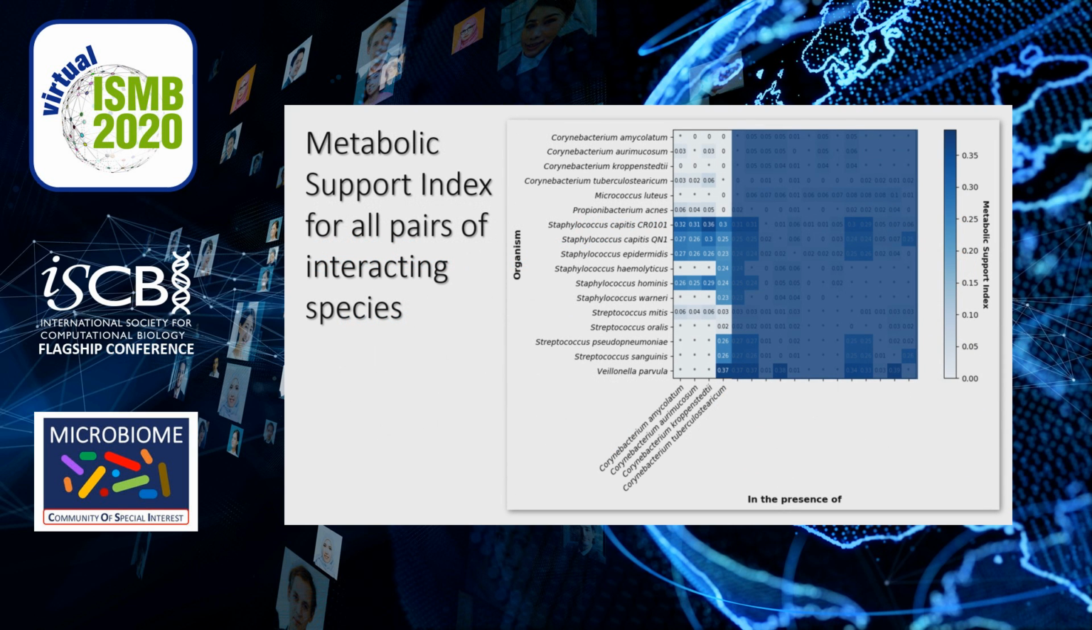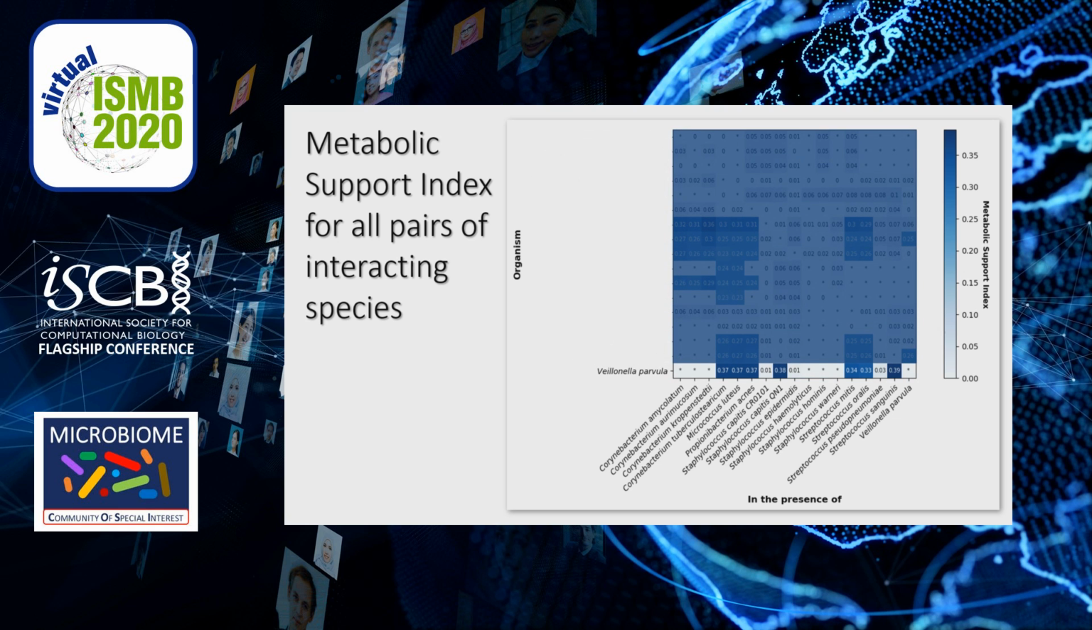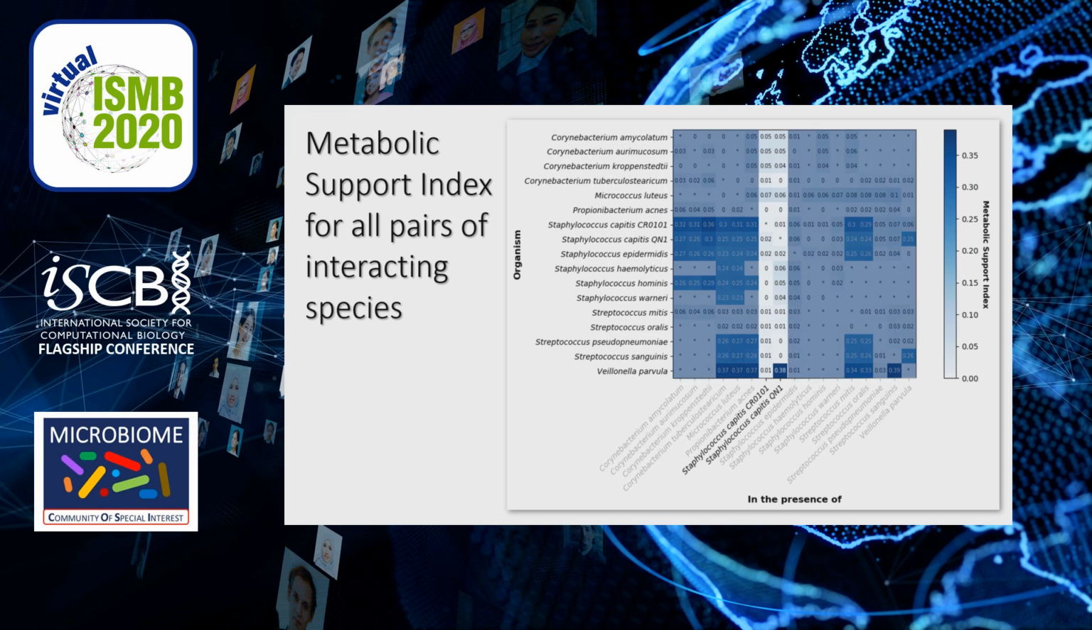From our analyses, we found that Corynebacteria are highly supportive species in the community, generating high MSI values in their presence. It appears that Corynebacteria require little support from the community, offering little or no support amongst themselves. Staphylococci are highly dependent species and rely on Corynebacteria and Streptococci for support. Veillonella parvula is the most dependent species in our dataset with a high MSI value of 0.39.